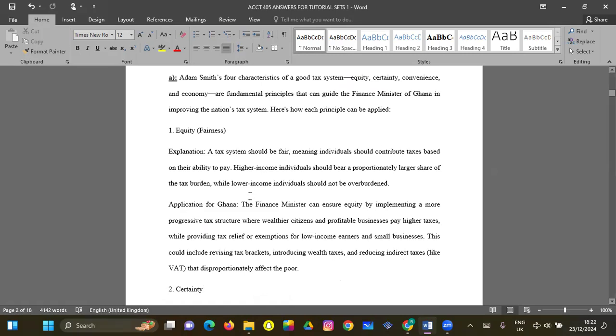overburdened. So the finance minister can ensure equity by implementing a more progressive tax structure where wealthier citizens and profitable businesses pay higher taxes, while providing tax relief or exemption for low income earners and small businesses. This could include revising tax brackets, introducing wealth taxes, and reducing indirect taxes like VAT that disproportionately affect the poor, right? So my notes are self-explanatory, and I don't know if I should add more flesh, but I think this is okay.